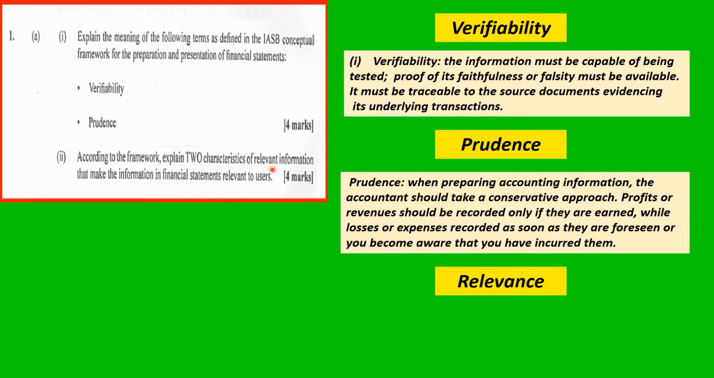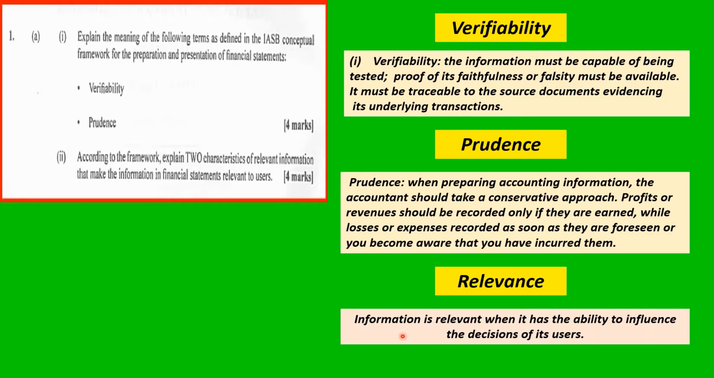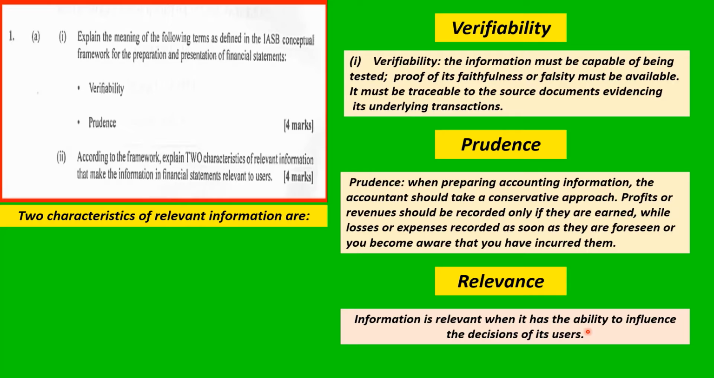First thing about relevance, we should define what relevance means. Information is relevant when it has the ability to influence the decisions of its users. Okay, so if it cannot influence your decision as a decision maker, then it is not relevant information.